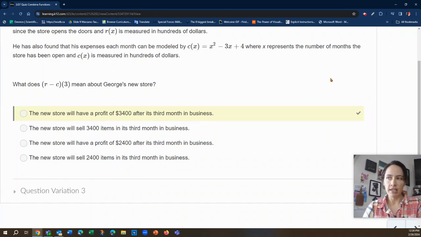Cool. A couple of things that will help you. Say you did the math right and you get 34. And then you're like, okay, 3,400. Well, here's the only one with a 34. This is a 24. So it's either $3,400 or 3,400 items. So those two key details alone can help you decide. And they tell you right here, hundreds of dollars, $3,400. Okay. Third month of business. So that one wouldn't help you pick between the answers, but that key detail would.